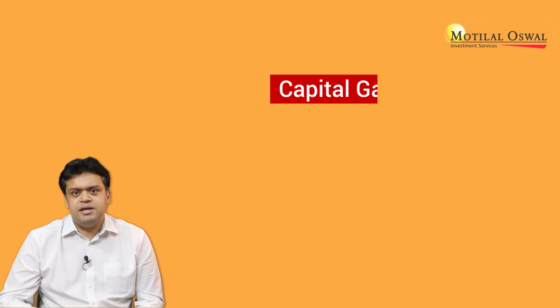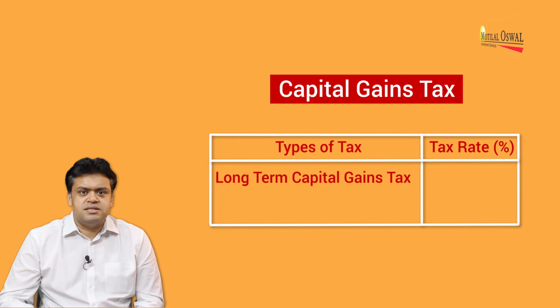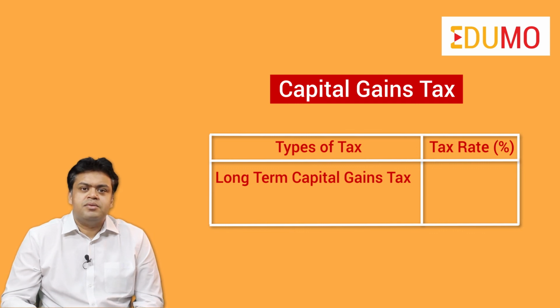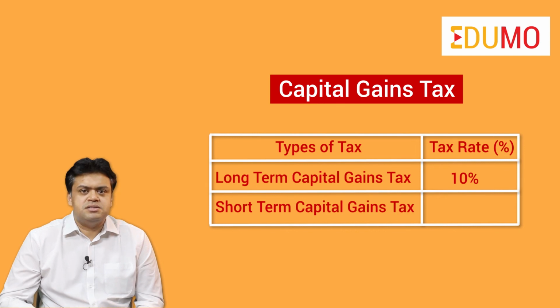Next is capital gains tax. In India, the long-term capital gains tax, which is for more than a year, on sale of securities where profit exceeds 1 lakh, the tax rate is 10%, whereas the short-term capital gains tax is 15%.